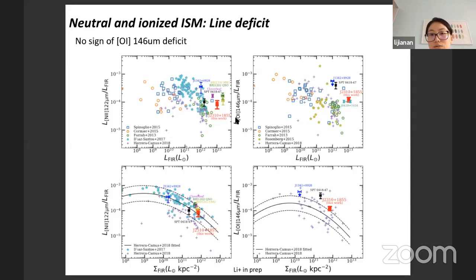As for the oxygen-1 line, this is the far infrared surface brightness. We find that all of these high redshift objects are above the relation set by the local samples. So this suggests that we find a similar line deficit trend in the nitrogen-2 line, but there's no sign of an oxygen-1 deficit.